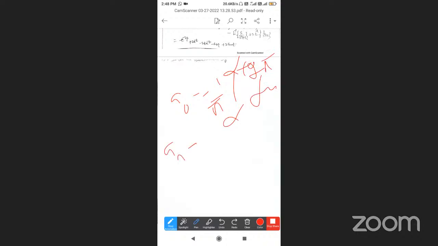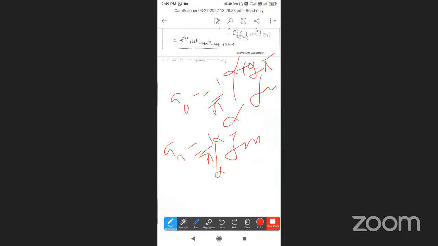an is equal to 1 by pi times the integral from alpha to alpha plus 2 pi of f of x into cos nx dx, n equals 1, 2, 3, on page number 69. bn is equal to 1 by pi times the integral from alpha to alpha plus 2 pi of f of x into sin nx dx, n equals 1, 2, 3. This is the Euler's formula in Fourier series.